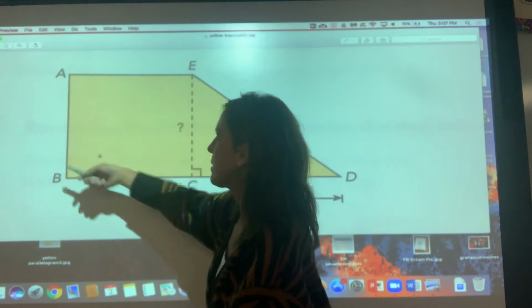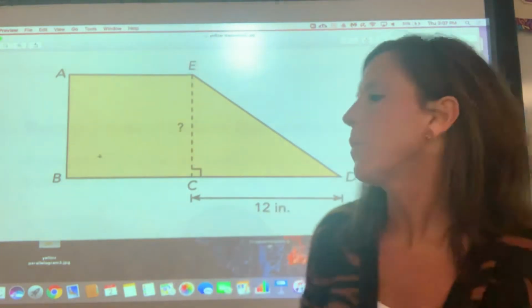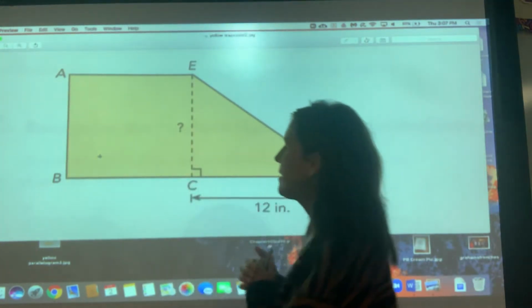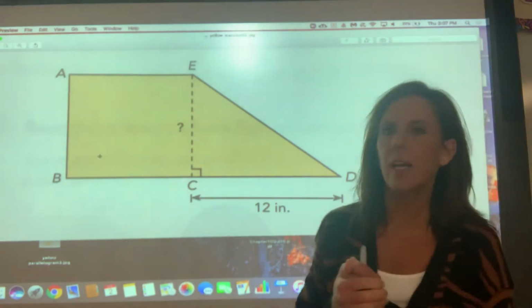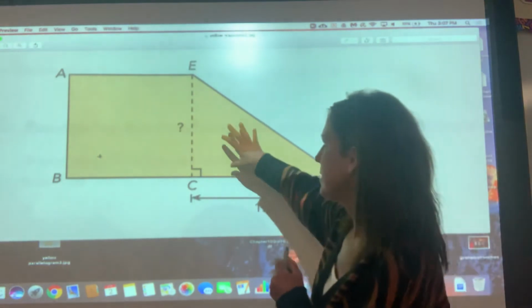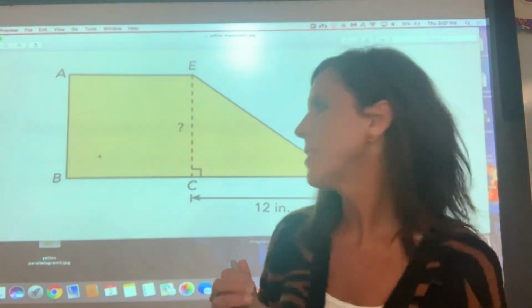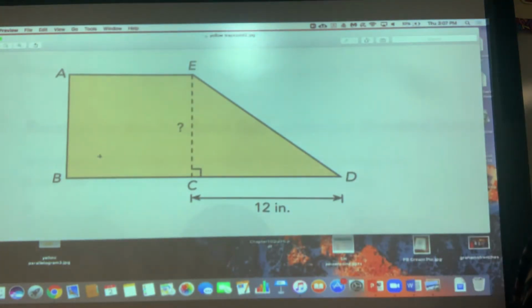And again, this is a square, which is a parallelogram, which means area equals base times height. So 10 times 10 is going to give us the area of this square, which is 100 inches squared. And we already know that the triangle is 60. Put the two together for the total of 160 inches squared. Okay, let's look at a different kind of composite figure.